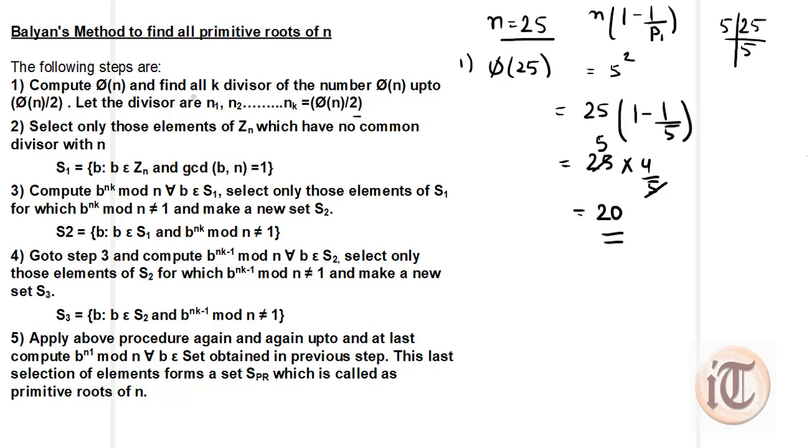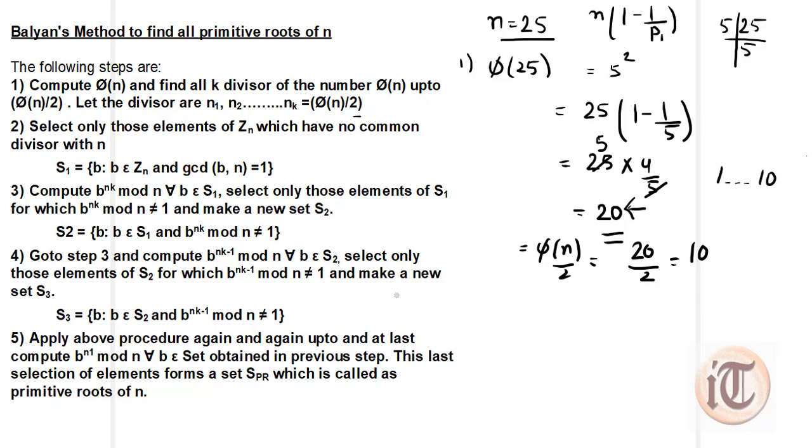Now in the first step itself, after computing phi of n, we have to find all the k divisors of this number 20 up to phi n by 2. So what is phi n by 2 here? Phi n by 2 is 20 by 2, that is 10. This means that from number 1 to number 10, I have to find all the numbers which have a common factor with this number 20, and those numbers can be represented as n1, n2 and up to nk here.